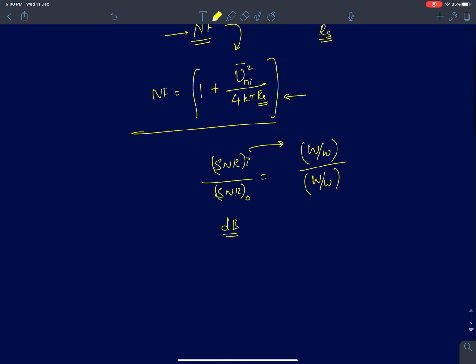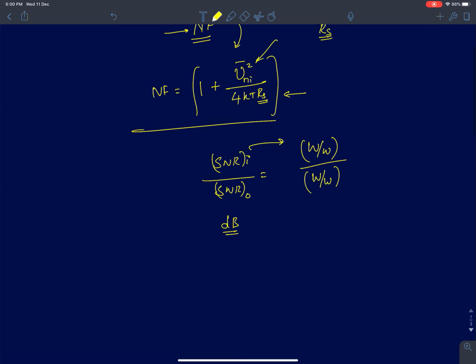We know noise figure, if you look at this result, here I have assumed 4kTRS, a spectral density, is constant as a function of frequency, but VNI square can be a function of frequency. Therefore noise figure will be a function of frequency. Again, these are all well known points, you can find them in the textbook as well.